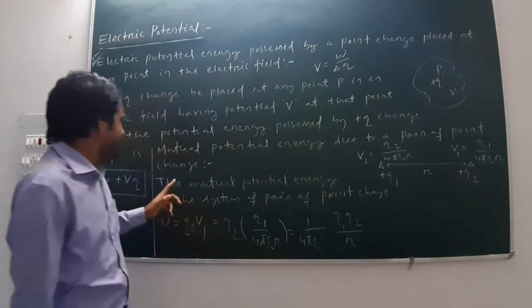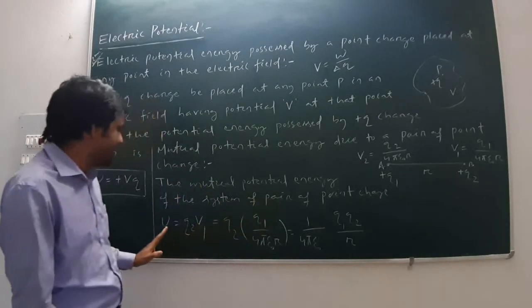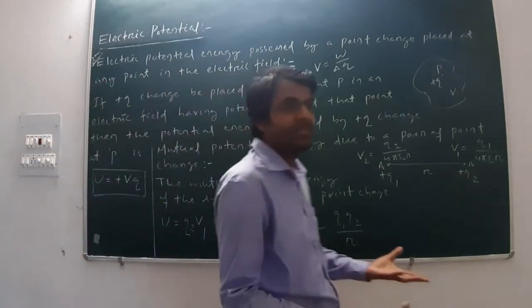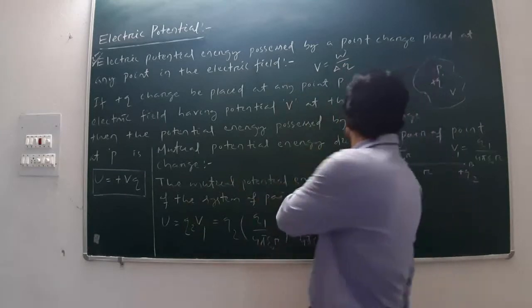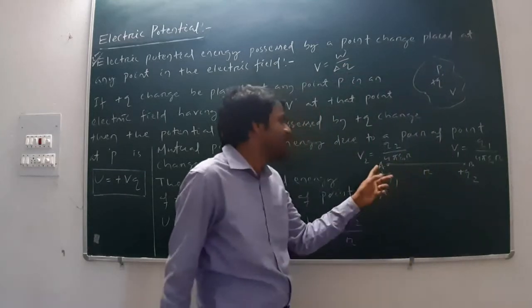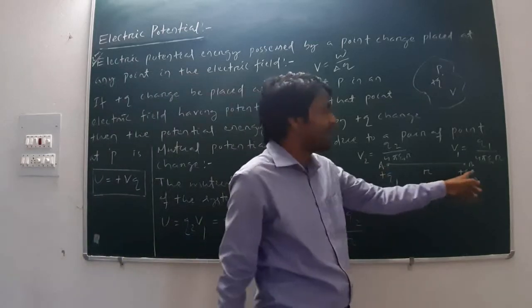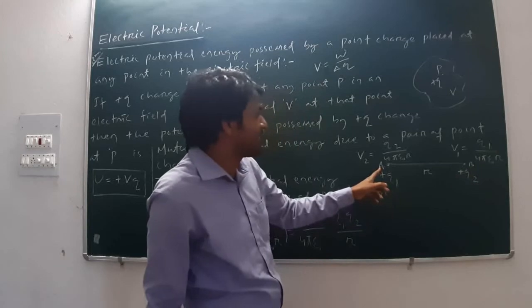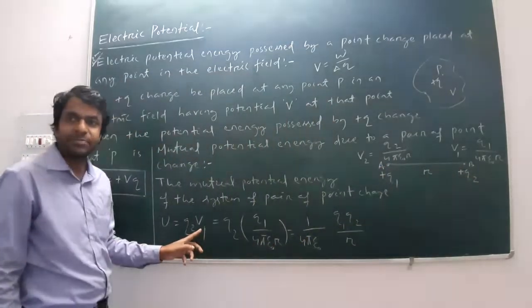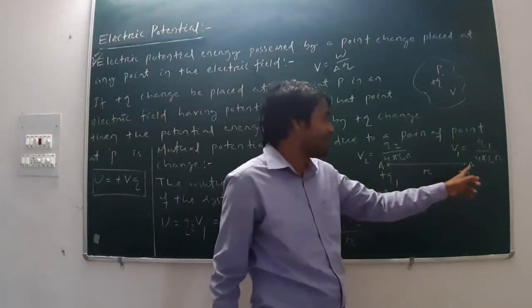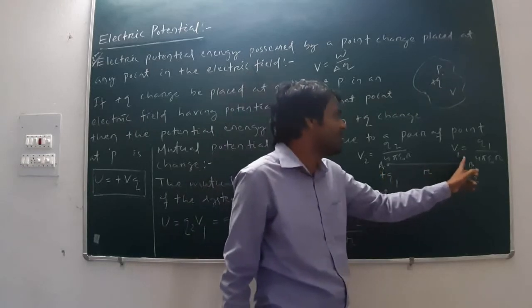Then the mutual potential energy of the system of a pair of point charges, U, is equal to what? Potential energy means Q into V. The mutual potential energy at the point A or B, similarly, B is A, similarly point left Q2. Q2 is the charge at the point B. Therefore, electric potential at the point A due to Q2 is Q2 into V1. And similarly the electric potential energy at the point B due to Q1 is Q1 into V2.